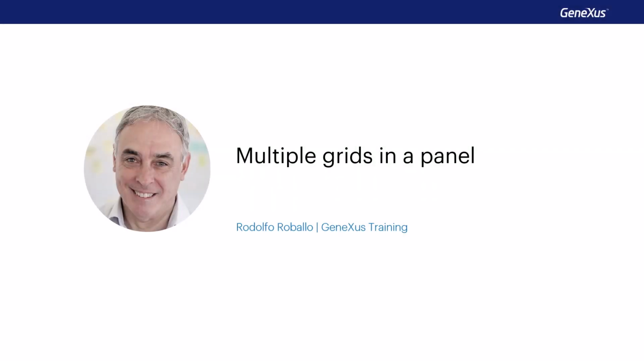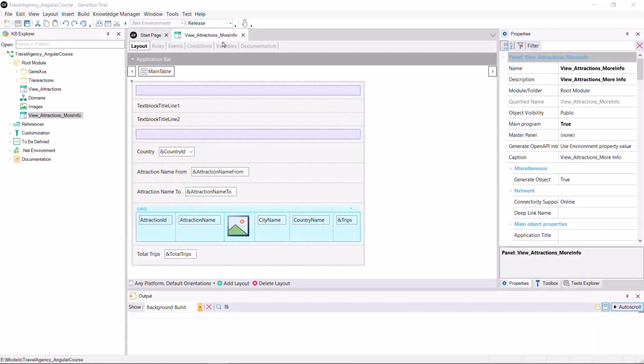We've seen how to use a grid in a panel object. We'll now see the considerations we need to have when adding more than one grid to the panel. This will give us the knowledge necessary to continue the development of our travel agency application. We'll build a panel object that shows the attractions and cities of a country received by parameter.